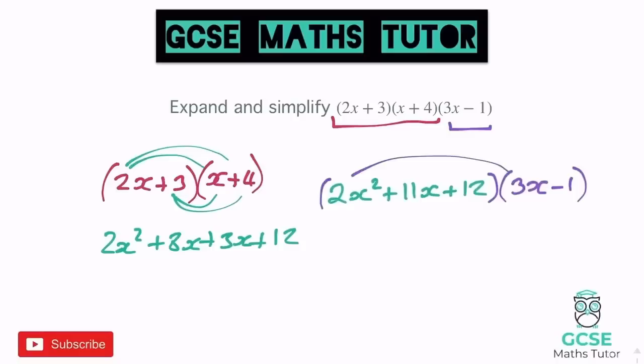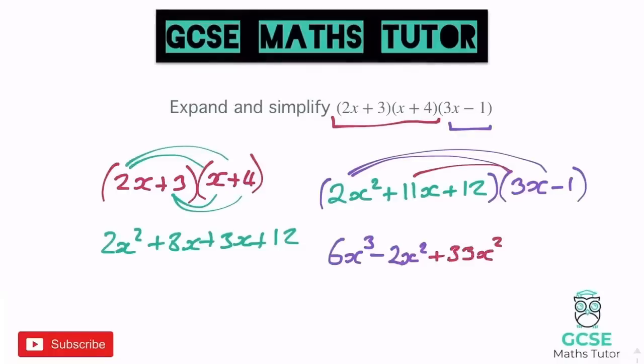So 2x squared times 3x gives you 6x cubed. And then 2x squared times minus 1 is minus 2x squared. Onto the 11x. Let's go for a different colour. So 11x times 3x is 33x squared, so positive 33x squared again. There we go. And then 11x times negative 1 is a negative 11x. 2 more to finish this off. 12 times 3x is 36x. Just about fit this in. And then 12 times minus 1 is minus 12.